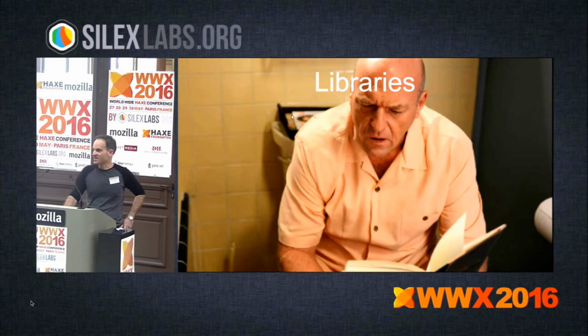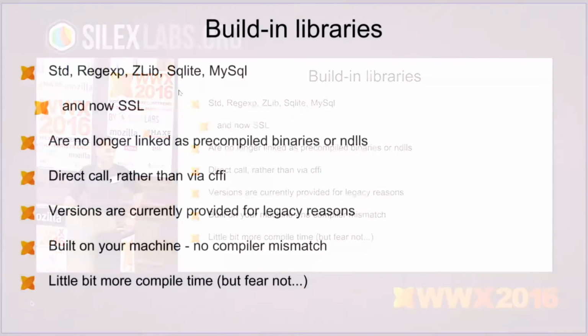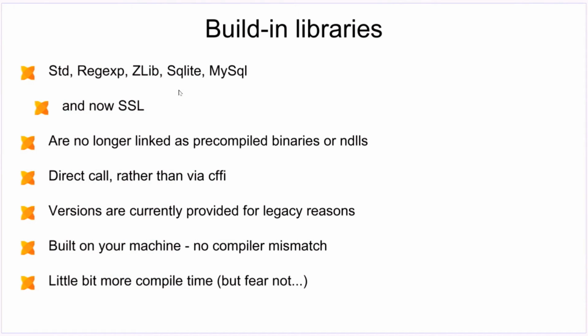So, the CPP standard libraries: STD, regex, sedib, SQLite, MySQL, and now SSL, which has been a contribution that I haven't had to do anything for, which has been great. So these are now no longer linked as precompiled libraries or NDLLs. So in 3.3, you simply do not need these binaries anymore. Currently I am shipping them just so that if you've got code that expects them to be there and you try to copy the DLL, it won't error out on you. So for a transition period, I will still ship these libraries and DLLs. Or if you're using the 3.2.1 compiler, you'll still need them. But eventually they might go away.